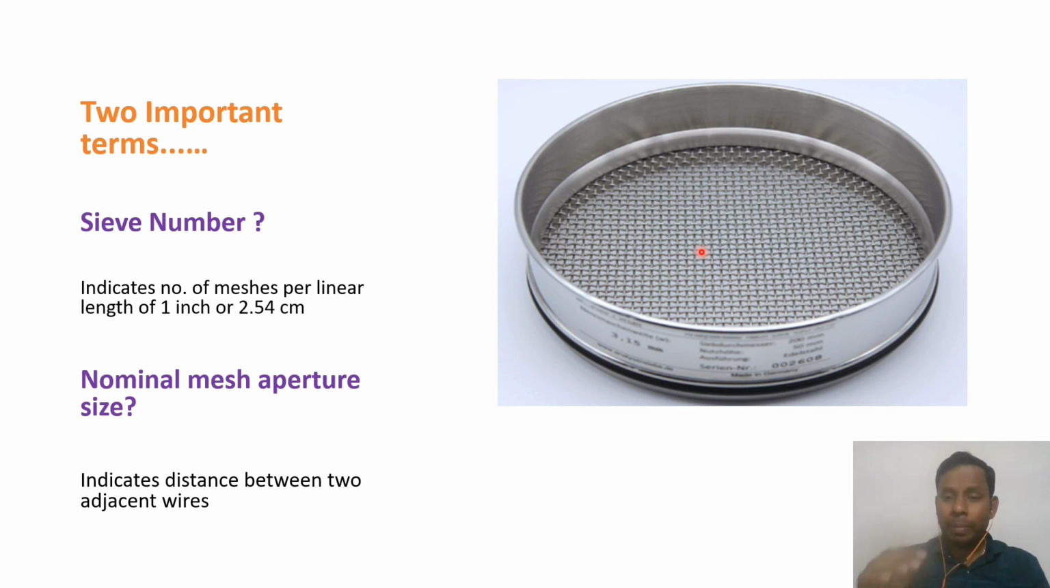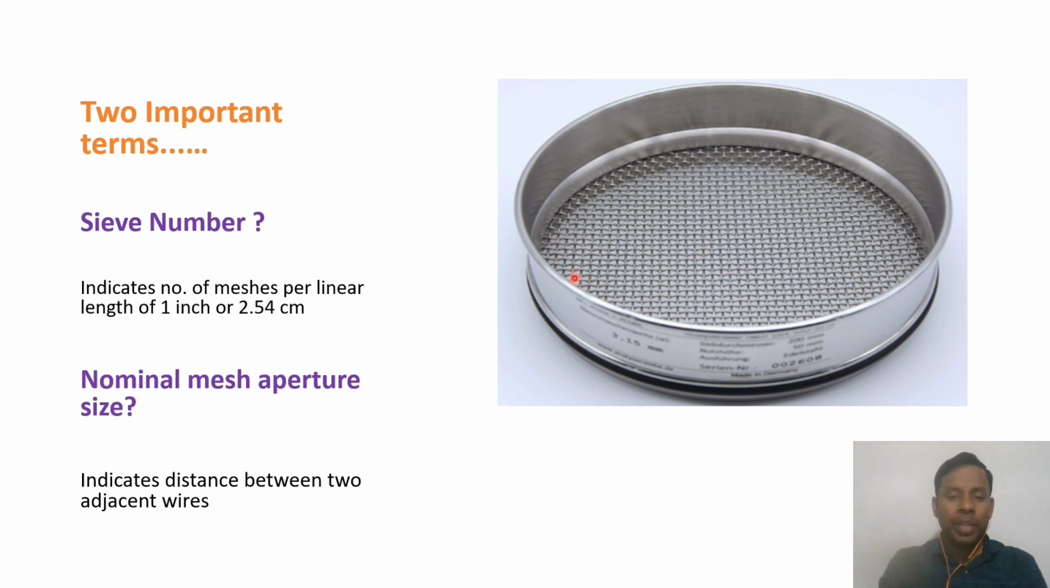So if the sieve number is increasing, the number of holes per linear length of 1 inch also increases gradually. That means the higher the sieve number, the smaller the mesh size. If one powder is passing through sieve number 10 and another powder is passing through sieve number 60, the powder passing through sieve number 60 will be finer than the powder passing through sieve number 10. So sieve number means how many holes are there in 1 inch.